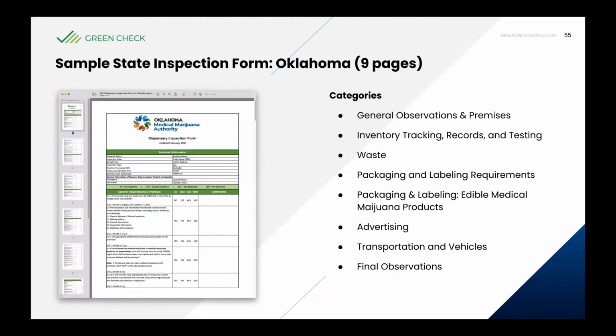I just wanted to show you, for instance, Oklahoma. Their state inspection form is 9 pages. It goes into multiple categories and categories that don't really directly affect you. Things like their waste program or their advertising, things like that, their packaging and labeling. These are all things that the state is looking for, that the state is examining.